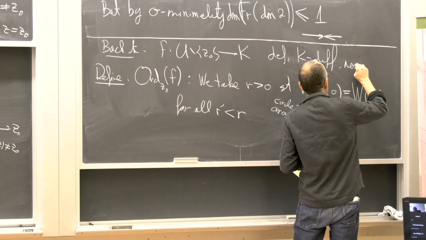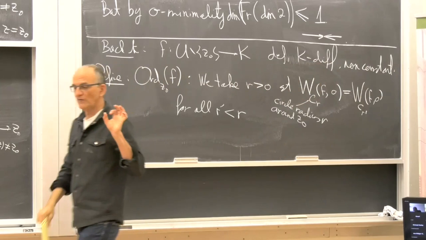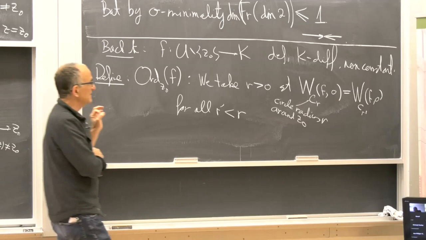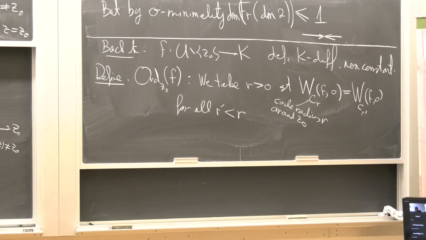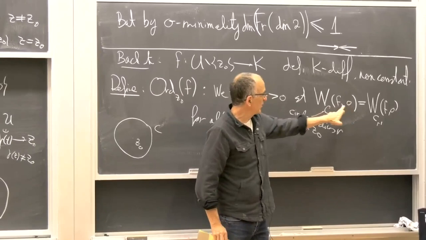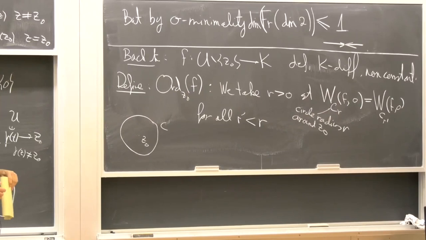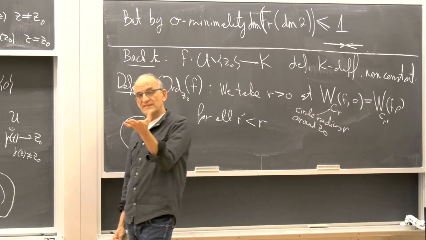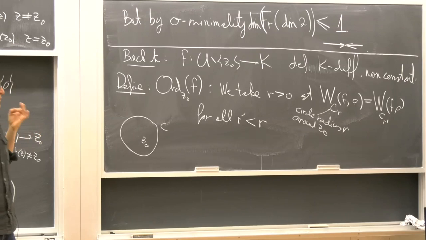So let me remind you what is involved. Because F is non-constant, there is a neighborhood where the function does not take the value zero anywhere, and every point is realized finitely many times. So from some point on, it makes sense to talk about the winding number of F around zero, because zero is not a point on the image of the circle. And as we said, this is uniformly definable in R. So from some point on, the winding number should stabilize. We look at the point where it stabilizes, and this is the order of F at z zero.